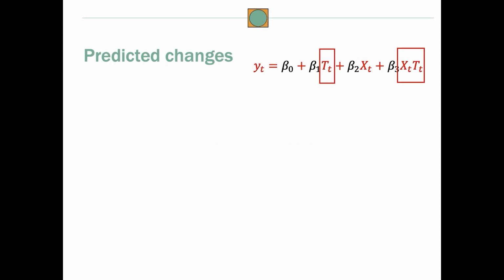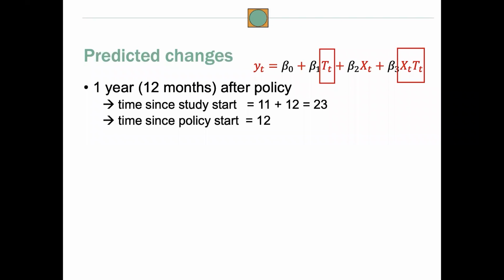In predicting our counterfactual and our fitted value a year after the policy, our regression equation is going to be helpful, and we're going to focus on any time-related variable just to start with, specifically our t, the time variable, and our post variable, the t and the xt. So we know that we want to predict a year after the policy.